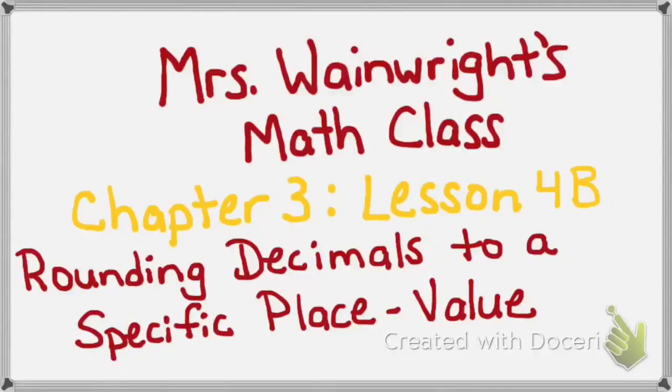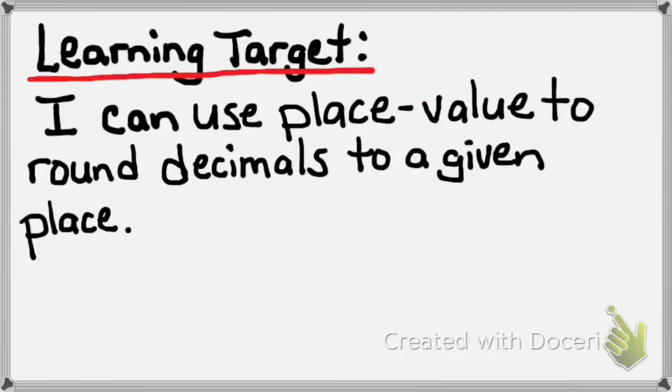This is Mrs. Wainwright's Math Class, Chapter 3, Lesson 4B, Rounding Decimals to a Specific Place Value. Today's learning target: by the end of this lesson, you should confidently be able to say, I can use place value to round decimals to a given place.